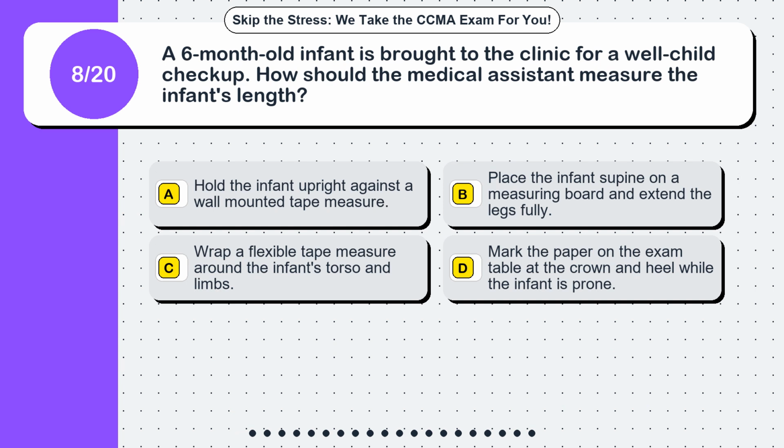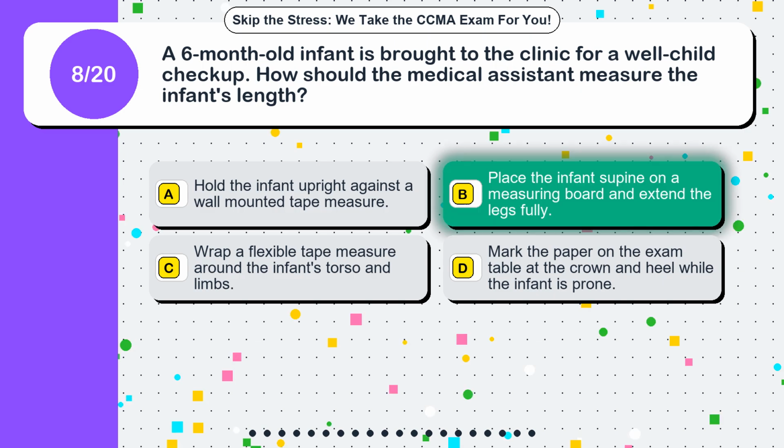Question 8. A 6-month-old infant is brought to the clinic for a well child checkup. How should the medical assistant measure the infant's length? Option A, hold the infant upright against a wall-mounted tape measure. Option B, place the infant supine on a measuring board and extend the legs fully. Option C, wrap a flexible tape measure around the infant's torso and limbs. Option D, mark the paper on the exam table at the crown and heel while the infant is prone.